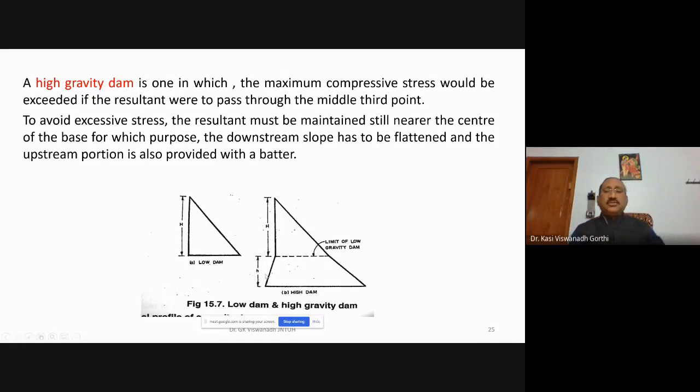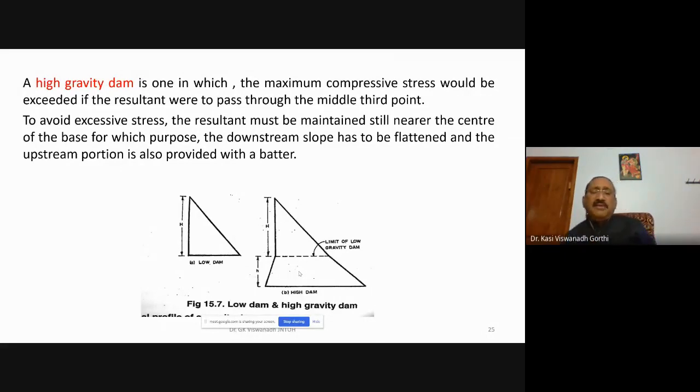So to avoid this excessive stress, the resultant must be maintained still nearer to the center of the base, for which purpose the downstream slope is to be flattened and the upstream portion is also provided with a batter. So you will be providing more slope for the downstream portion. If more slope is provided at the downstream portion, more base width will be achieved. If more base width is achieved, the resultant will fall within the middle third. If the slope is less, the resultant may be crossing beyond the middle third point, which is causing more compression at the toe, more tension at the heel, leading to the failure of the dam.